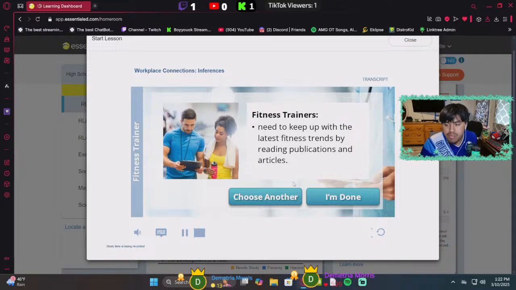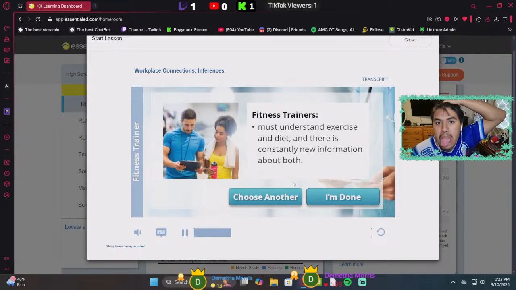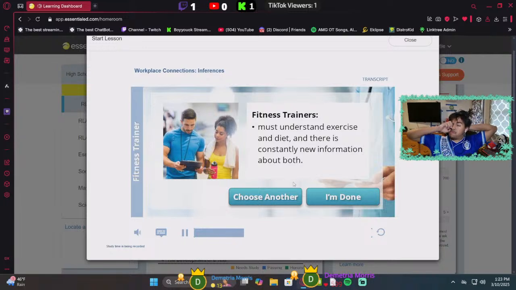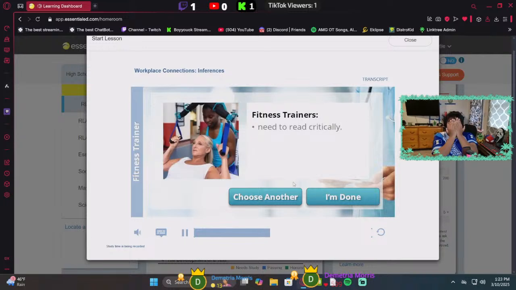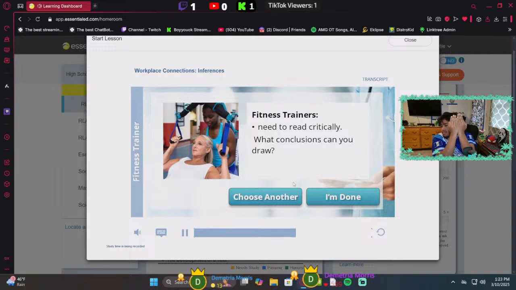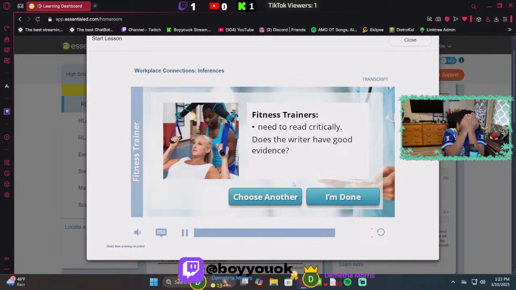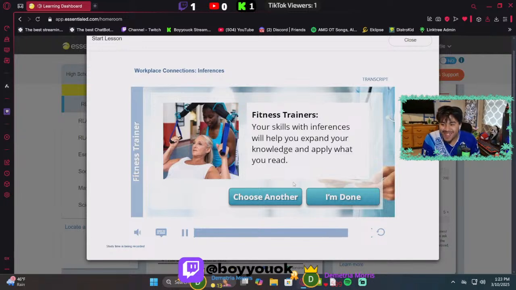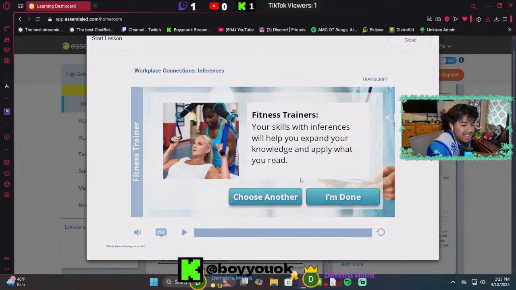Fitness trainers need to keep up with the latest fitness trends by reading publications and articles. Fitness involves understanding exercise and diet, and there is constantly new information about both. However, fitness trainers need to read critically. That means making inferences. What conclusions can you draw from the writer's evidence? Are the writer's conclusions convincing? Does the writer have good evidence to support their ideas? Your skills with inferences will help you expand your knowledge and apply what you read.